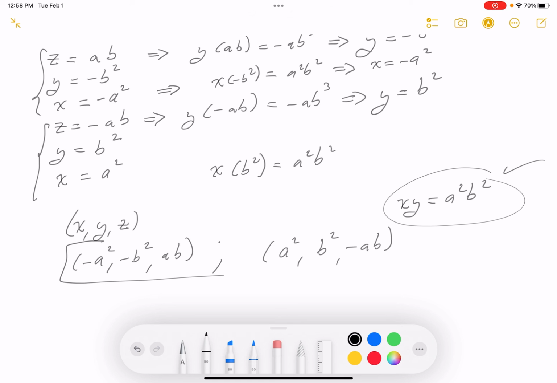All right, I'll put a box on these. And again, I'm going to encourage you to look at the answer key. And what are you seeing? You know, a squared, b squared, minus ab. Yeah, pretty good. Minus a squared, minus b squared, ab. Feeling good about that. All right, I'm hoping it's helpful.